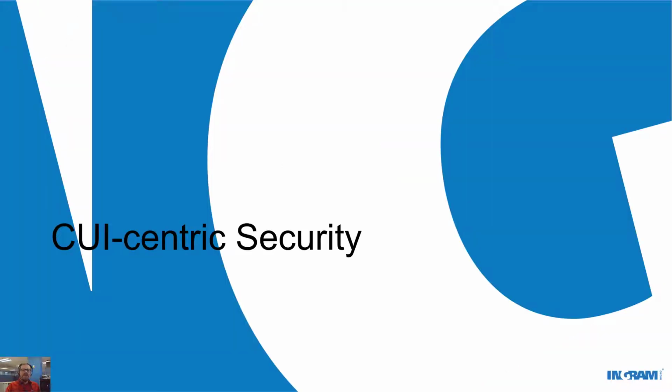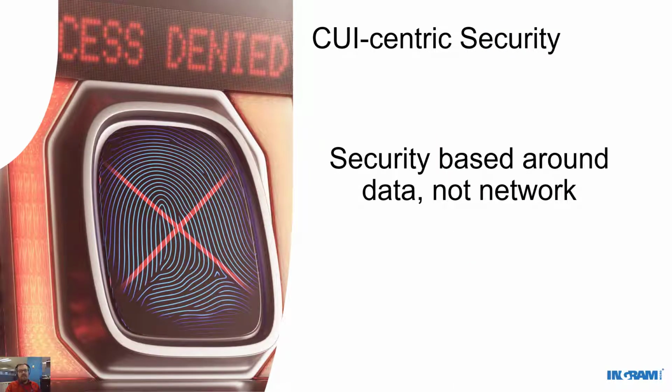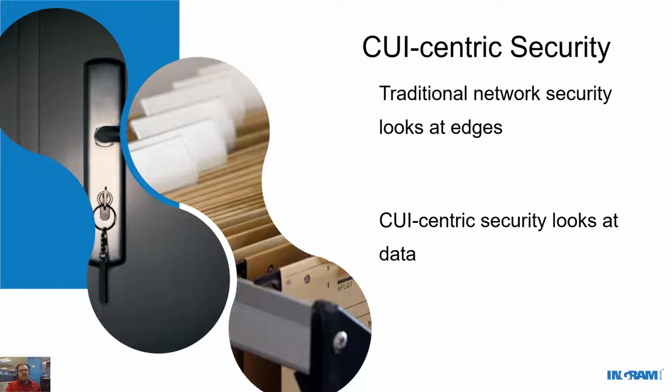So here are some notes on what CUI-centric security would really be. Traditional security is based around the network. We think about networking security. CUI-centric security is based around the data, not the network. So instead of looking at edges as we would in traditional networking security, we're going to look at data in order to make our networking security topology.